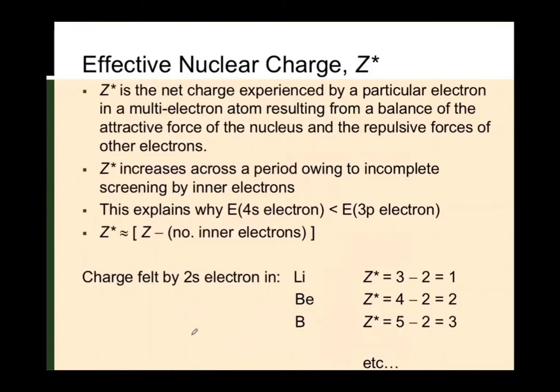N is equal to 4 is probably the highest, with 3d and 4s, that type of thing, the first row of the transition metals. So, effective nuclear charge then.